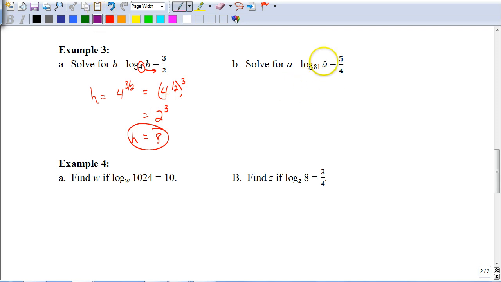Let's try the next one together. So again, slide the exponent over, so to find a, it's going to be 81 to the 5/4 power. We're going to break that up into the root, and then the power. Well, the fourth root of 81, trying to find what times itself 4 times would give me 81, well, that's going to be 3. And if I know that 3 to the 4th power is 81, 3 to the 5th power would be 3 times that, which we talked about at the beginning of this lesson, is going to be 243.